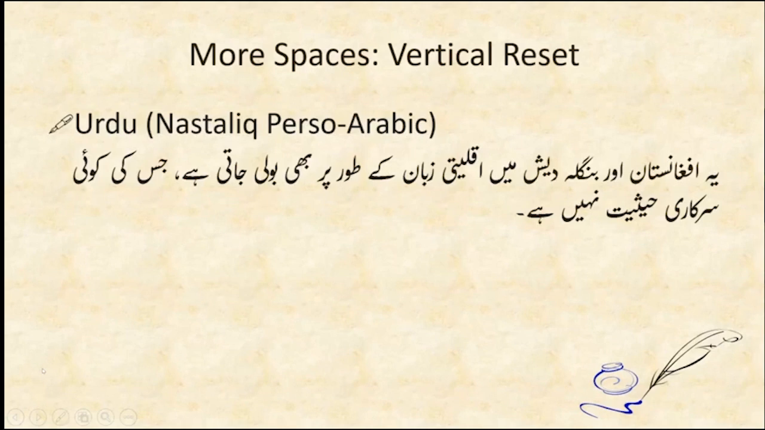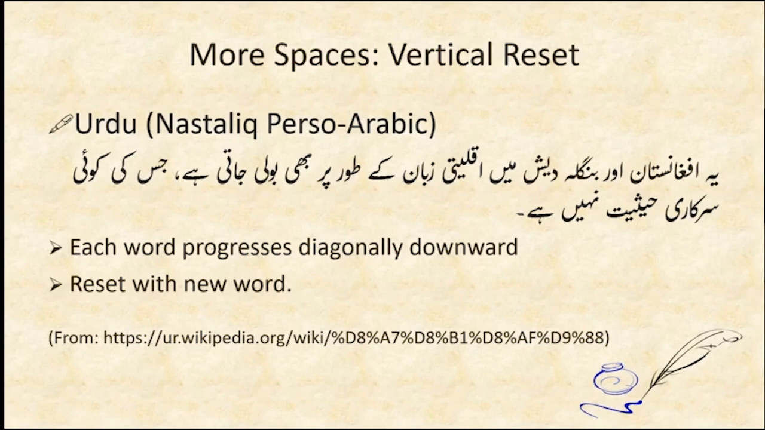Another use of spaces is in Nastaliq, as used for Urdu. Here, in this case, each word progresses diagonally downward, and then you reset that with the next word. So there is space used here, but it's going in a different direction than the direction of writing itself.